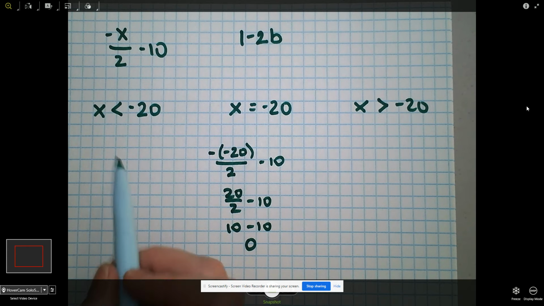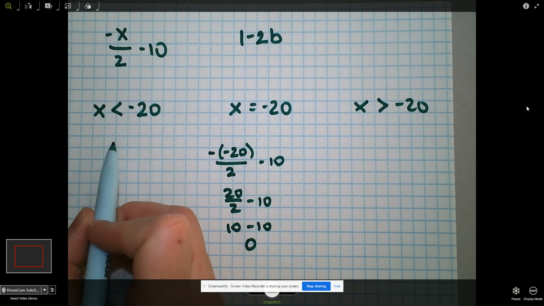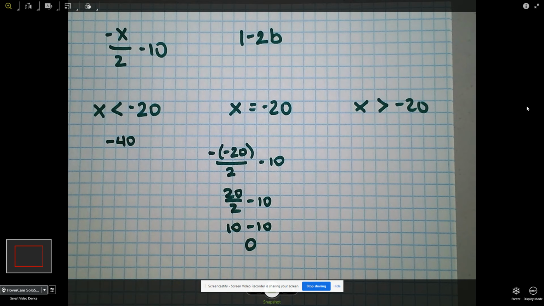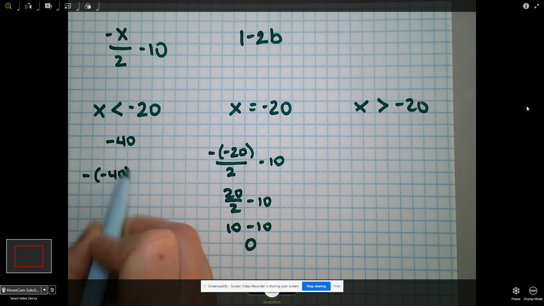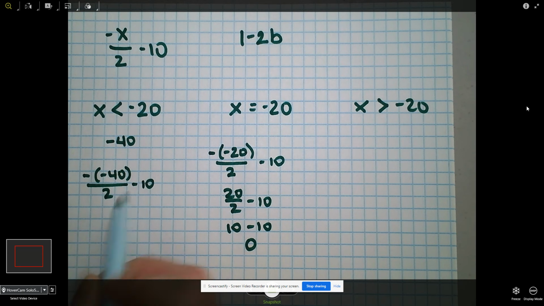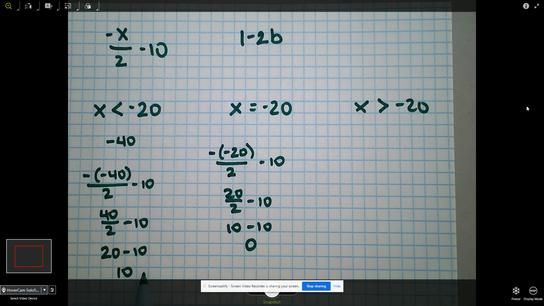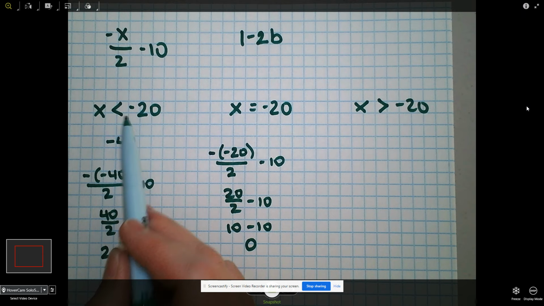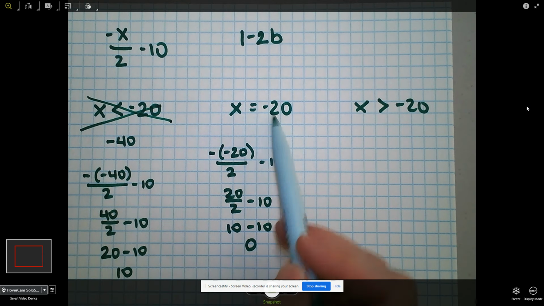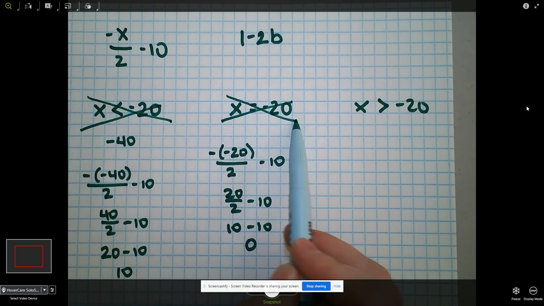If you pick numbers that are less than negative 20, for example, negative 40, that's a number less than negative 20. Negative 40 over 2 minus 10 would be 40 over 2 minus 10, or 20 minus 10, which is 10, which is not negative. So numbers under negative 20 do not work. The number negative 20 does not work, okay?